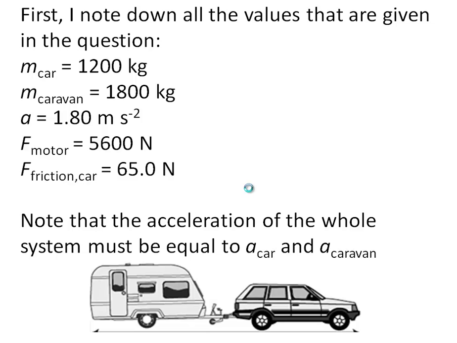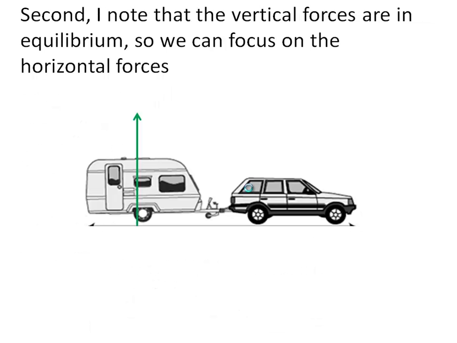First, I note down all the values that are given in the question. Mass of the car is 1200 kilograms, the mass of the caravan is 1800 kilograms, the acceleration is 1.80 meters per second squared, the force exerted by the motor is 5600 newtons, and the frictional force acting on the car is 65.0 newtons. Now note that the acceleration of the whole system of 1.8 meters per second squared has to be equal to that of the car and that of the caravan.